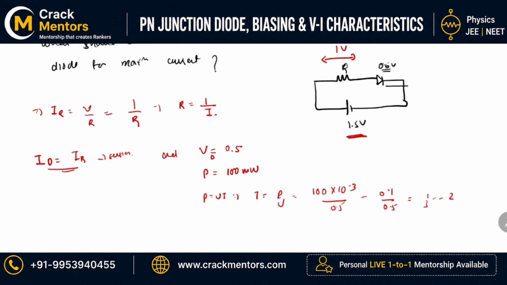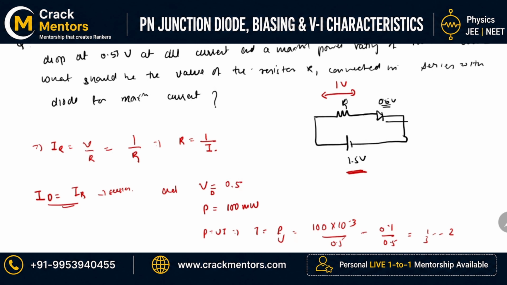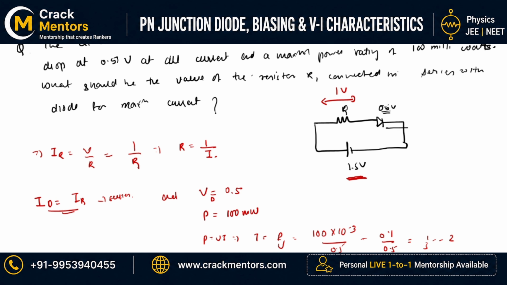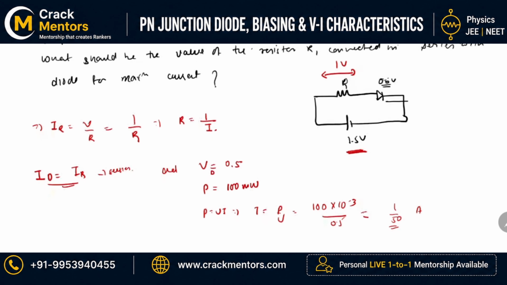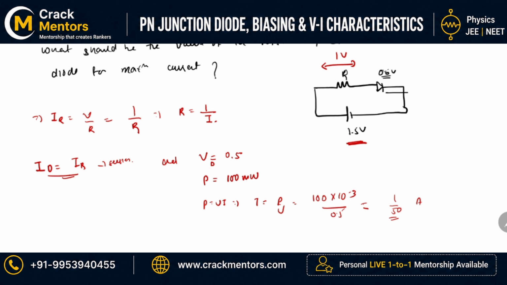So what is the value from here? Have I written correctly? I think this will give you a value of 1 by 2, right? So what is the value of the current from here? You can simply say that this is not 1 by 2, this is actually 1 by 5. So the value of the current is equal to 1 by 5 only.